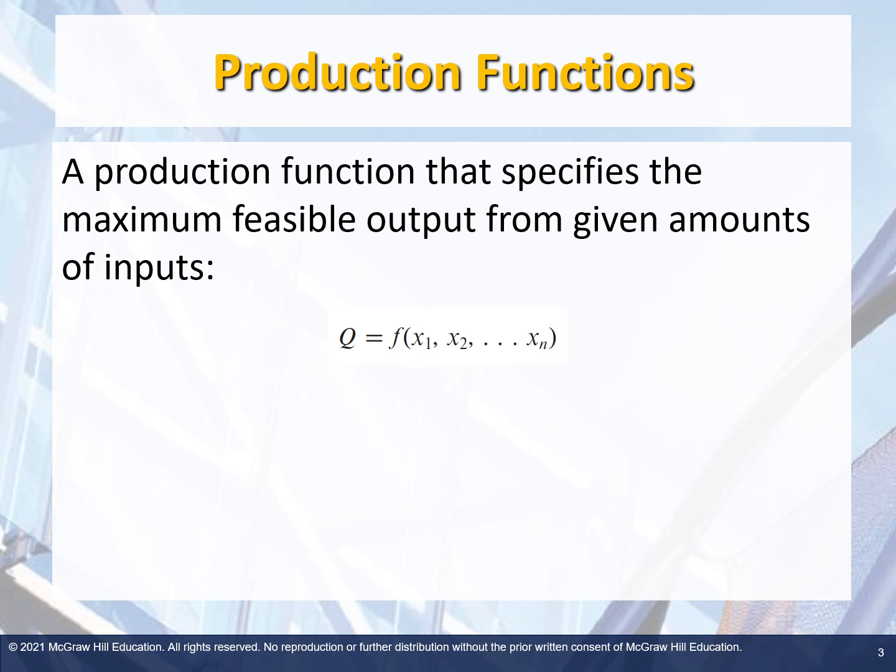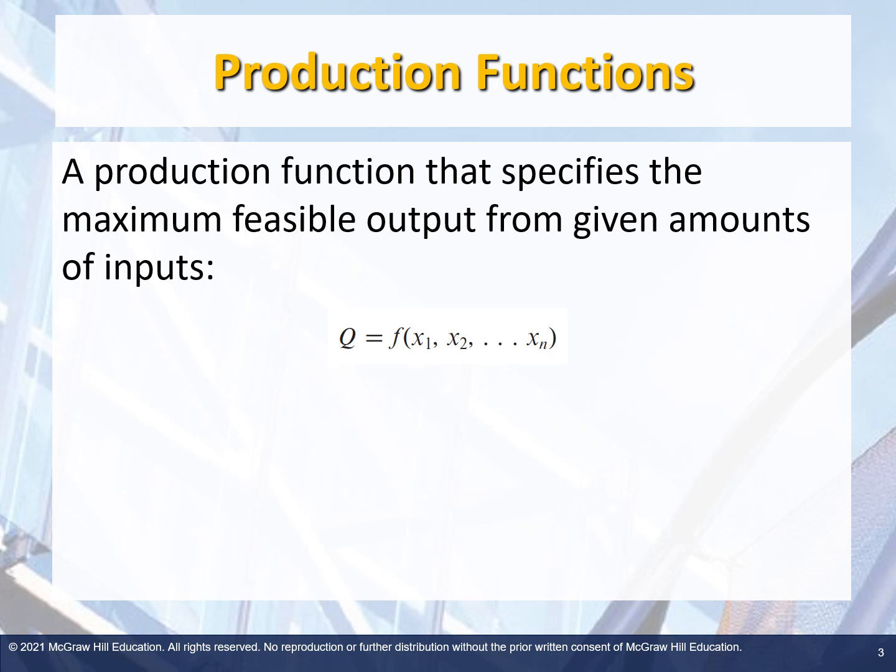A production function specifies the maximum feasible output given amounts of inputs. It shows how different combinations of inputs, like labor, materials, and equipment, can produce a certain level of output.